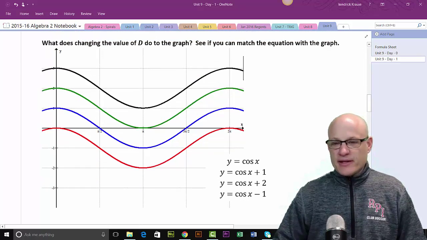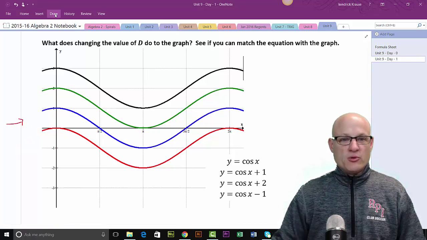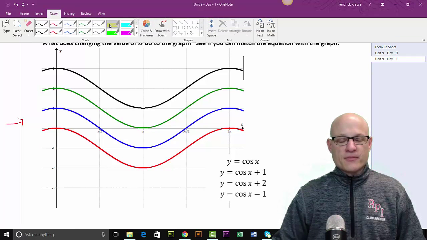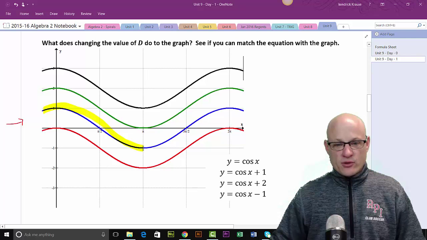All right, we're going to see. And this, again, should come as no surprise to you. We are taking the original cosine curve, which is the blue one. If you look at this blue curve, it starts at 1, goes down to -1, and goes back up to here. That would be this curve.